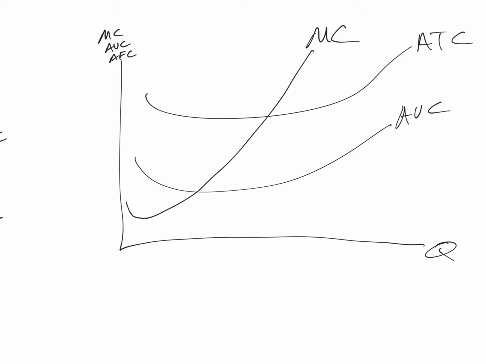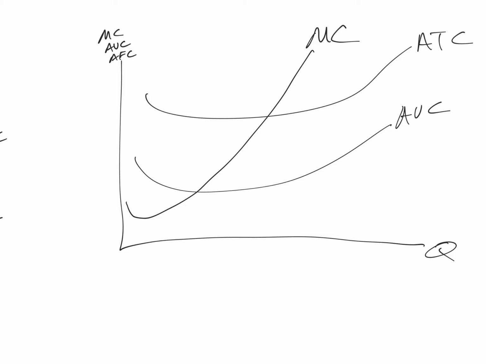Because we know why average variable cost falls and then rises. It falls and then rises because marginal cost is below average variable cost when it's falling, and average variable cost is rising when marginal cost is above average variable cost. We know why average total cost falls and then rises: when marginal cost is below average total cost, it is falling. When marginal cost is above average total cost, it pulls the average up. So that's why they're shaped the way they are.